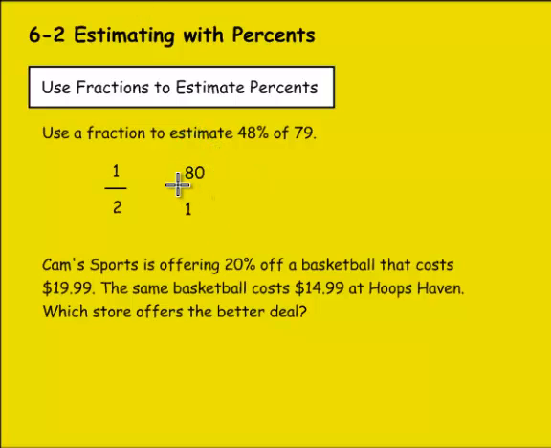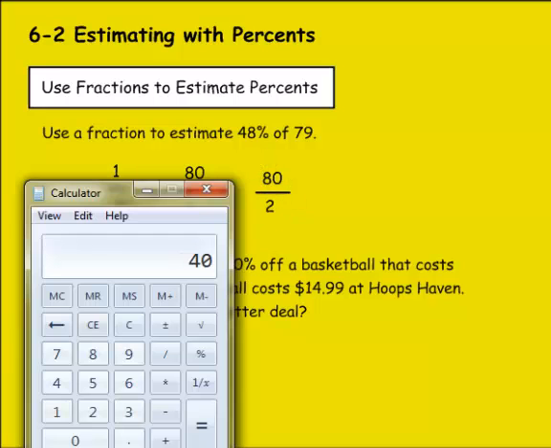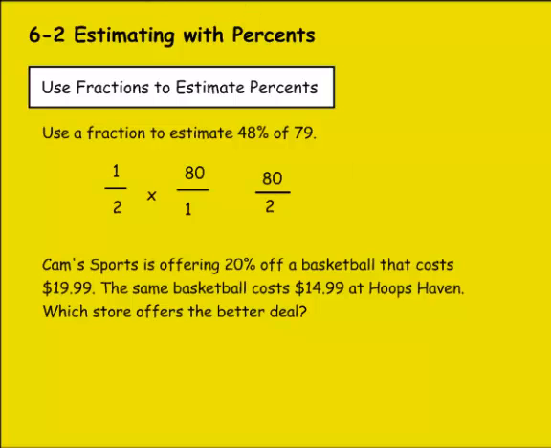And since we're multiplying, I did 80 over 1. So we're going to have 1 times 80, which is 80. 2 times 1, which is 2. We're left with an answer of 80 divided by 2, or 80 over 2. 80 divided by 2 is 40. So 40 over 1, or just 40. If we're estimating here, 48%, or almost 1/2 of 79, is about 40. We're going to say about because we're estimating.